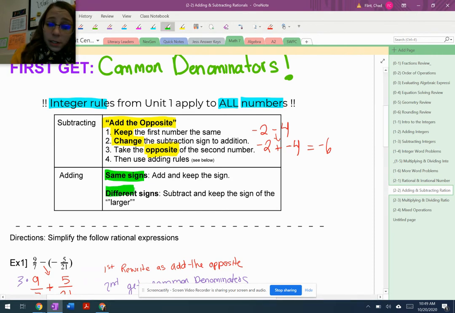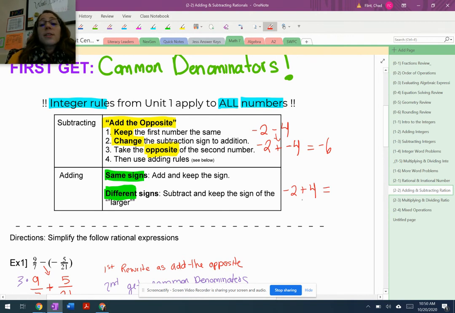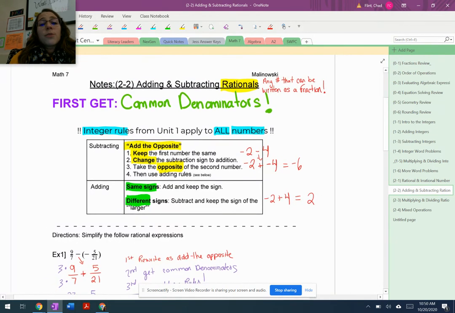Now that's a little bit different from when you have different signs. Different signs would be something like if I had, let's say, negative 2 plus 4. I am adding, so I don't need to rewrite it, but I have different signs. So I subtract and keep the sign of the quote-unquote larger. So 4 subtract 2 is 2, and I have more positives here, so it's a positive 2. So make sure you are using those integer rules and checking yourself in the calculator for the little math.